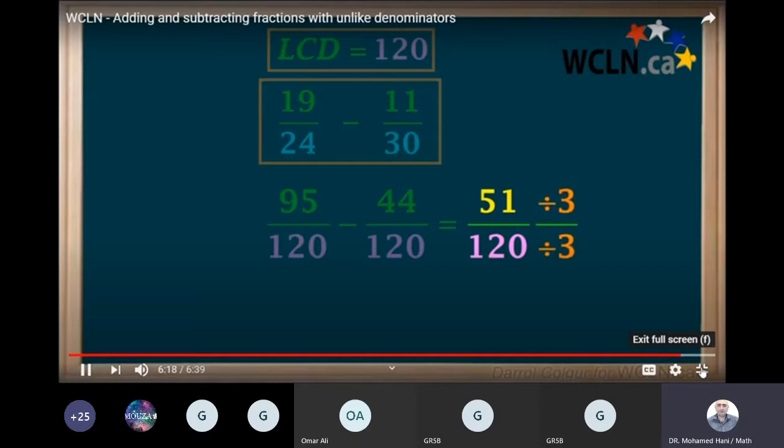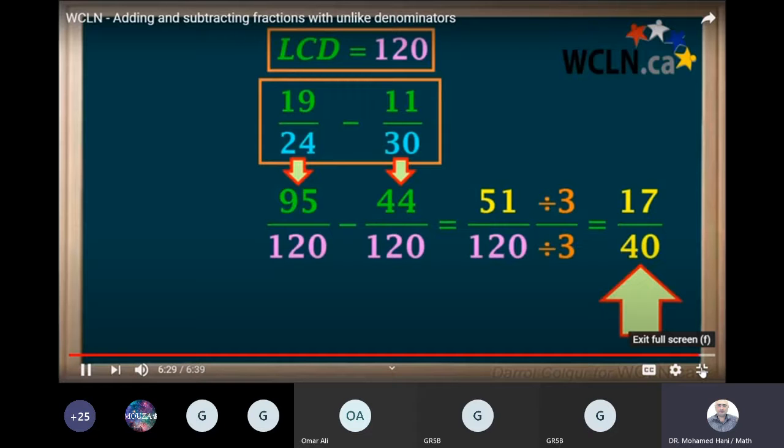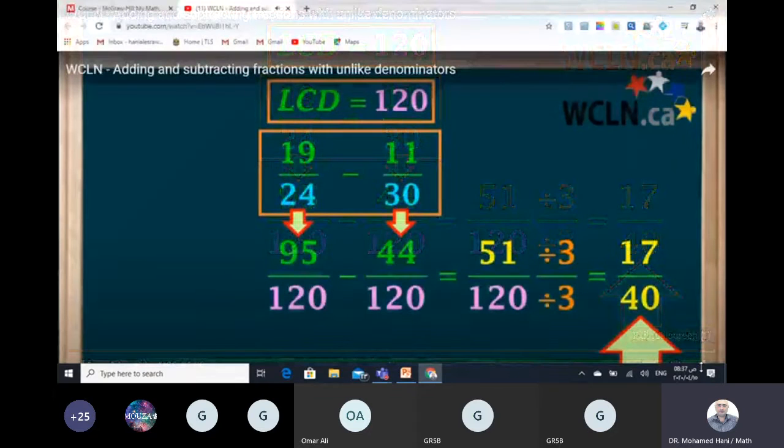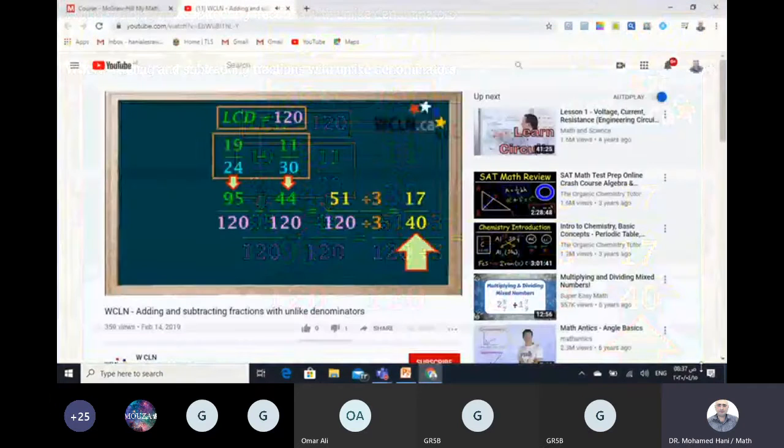So we'll divide both 51 and 120 by 3. 51 divided by 3 equals 17, and 120 divided by 3 equals 40. So the final answer to the question, reduced to its lowest terms, is 17 over 40.